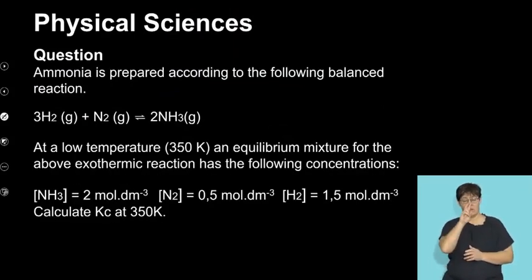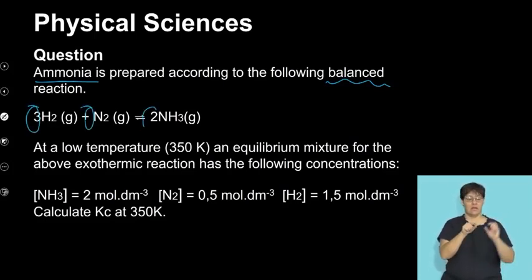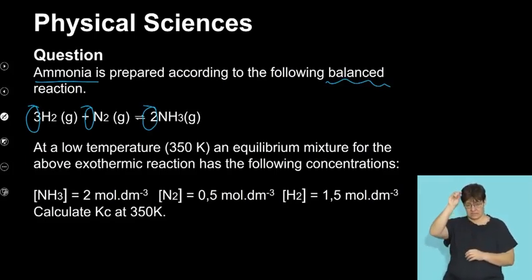I would like us to look at the question. Ammonia, NH3, is prepared according to the following balanced equation. Remember, I said it's important to know the balanced equation because we use the coefficients that become exponents in our Kc expression.